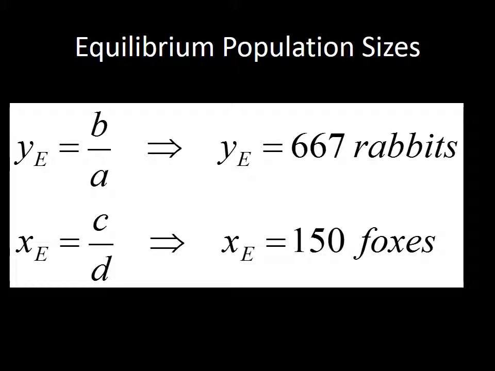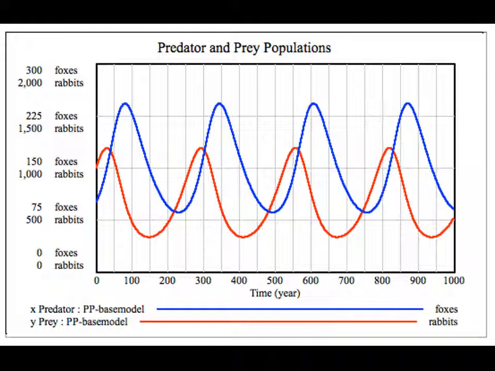Now I'm going to fast forward and show you some VENSIM results. We're going to come back and run the VENSIM model specifically for this case, but I did want to show you how the outcome looks. It's interesting that when you plot the predator and prey populations in a plot like this, you see that they both have oscillations.